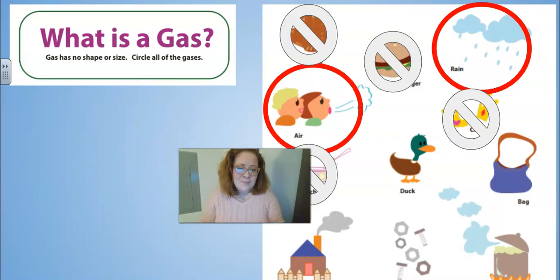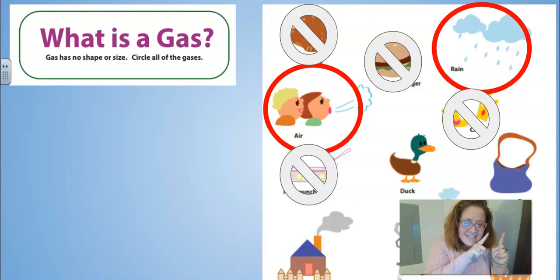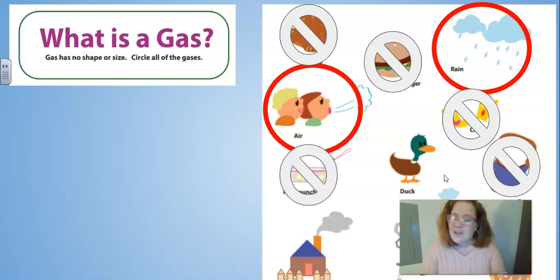Let's see. We have a duck and a bag. Hmm. Is the bag a gas? Yes or no? What do you think? Is the bag a gas? No, the bag is not a gas.